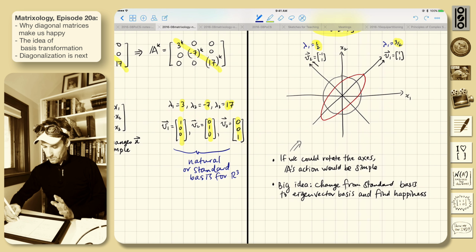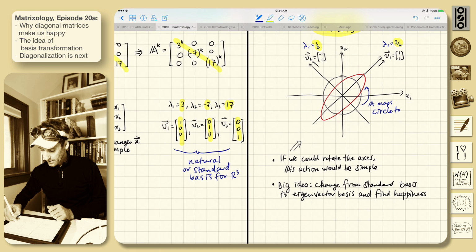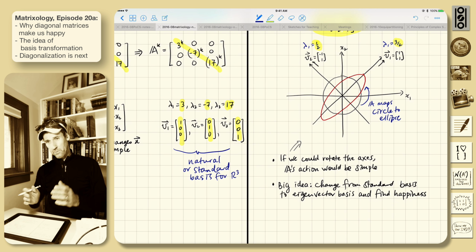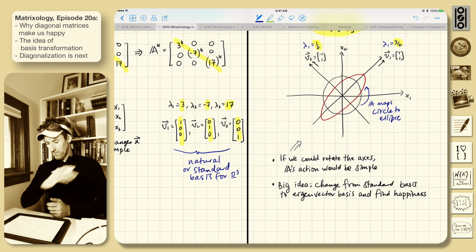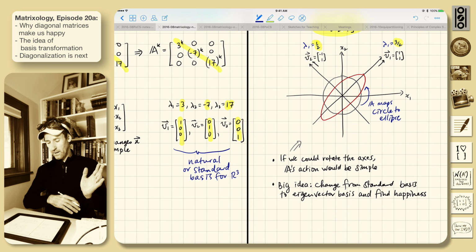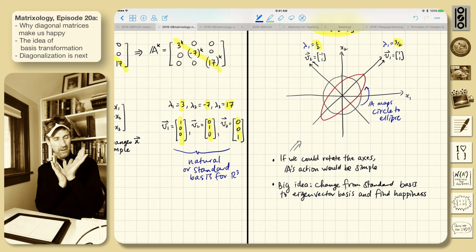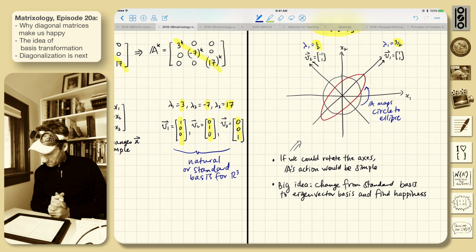We've talked about other ways of thinking about this, but A maps a circle to an ellipse. And that ellipse is oriented at this 45-degree angle, right? So this is A's preferred way of thinking about the world, if you like. So if we could rotate the axes, then what A does will be very simple.